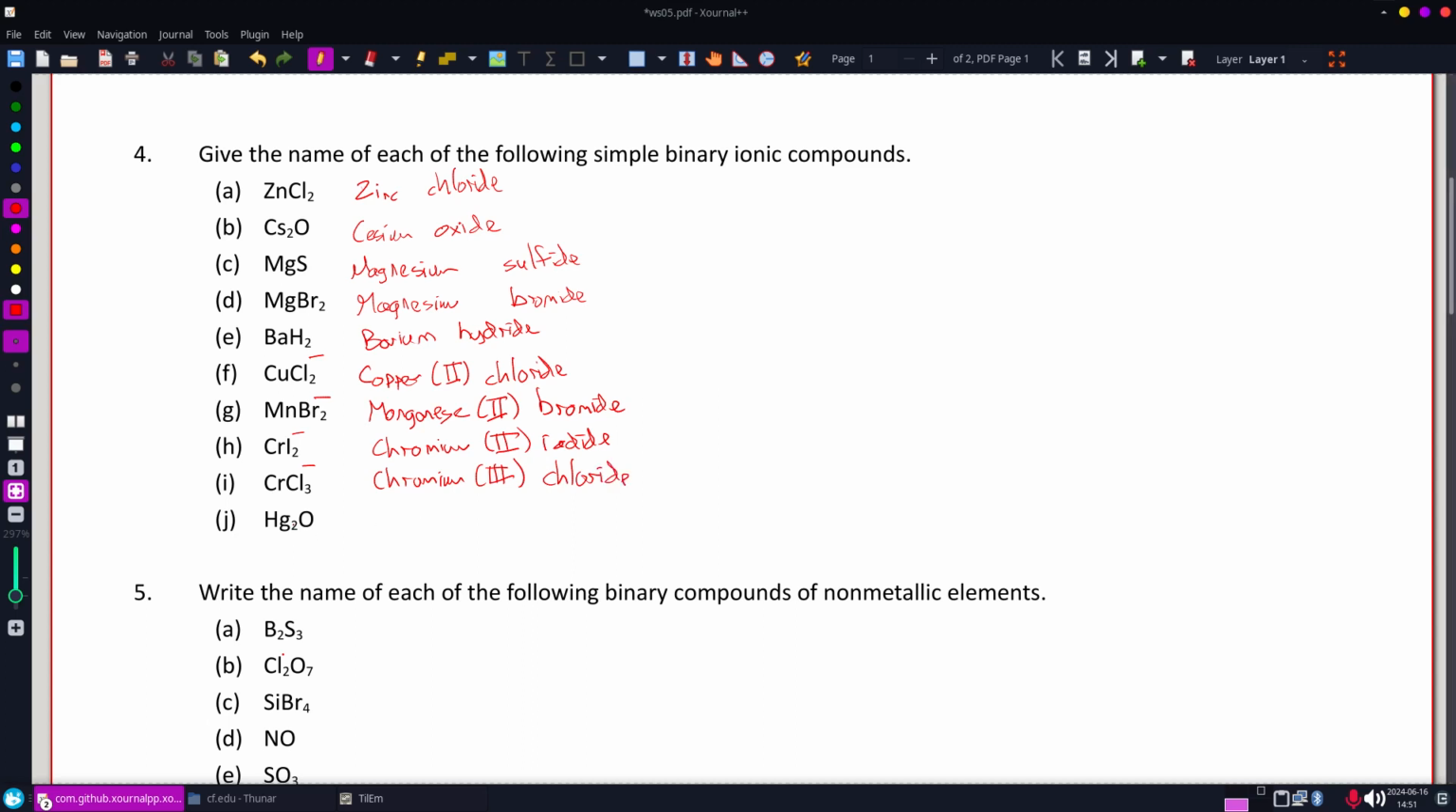And then our final one, it's mercury. It's with an oxygen. Oxygens are negative 2, so that must be positive 2 in those 2 mercuries. So this is mercury 1 oxide.